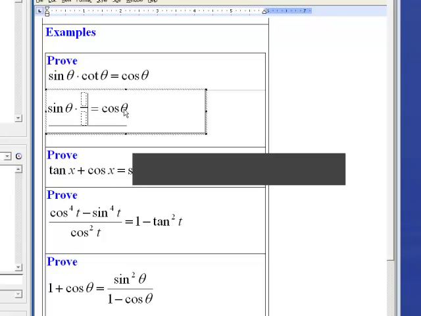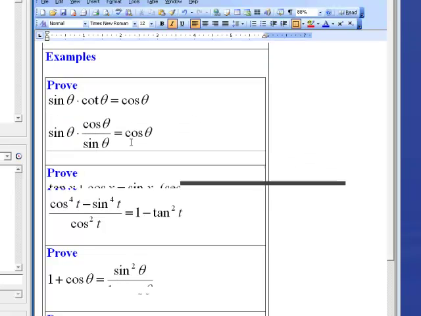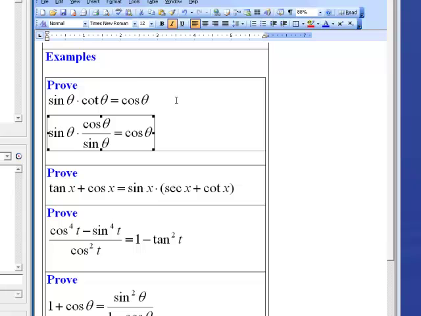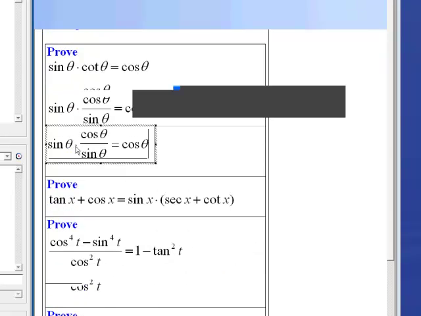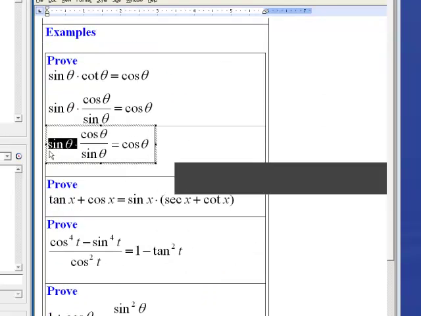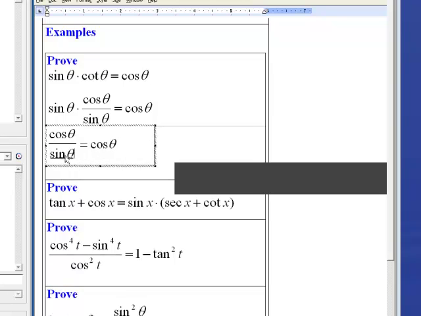So cotangent is the same as cosine over sine. And at that point, I'm actually kind of done. I'll be rewriting it here one more time. We can see that the sine is canceling off this sine here, and what survives is the cosine. And we're done.